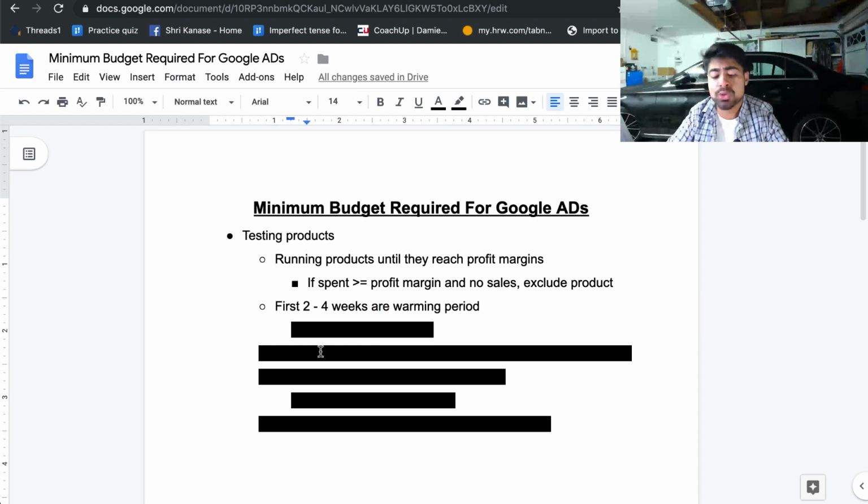But within the first 2 to 4 week period, what you're going to be noticing is that once you do start that campaign, your daily budget, whatever daily budget you have set, will not be getting spent. Barely any of that money will be getting spent.